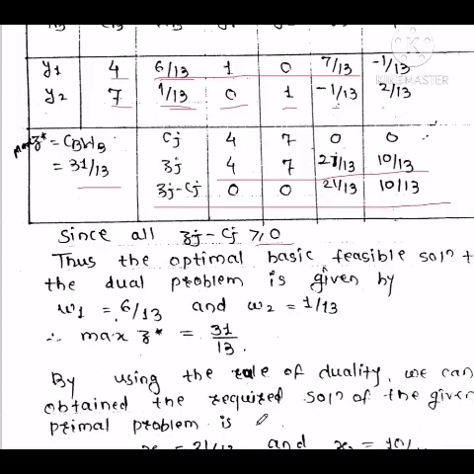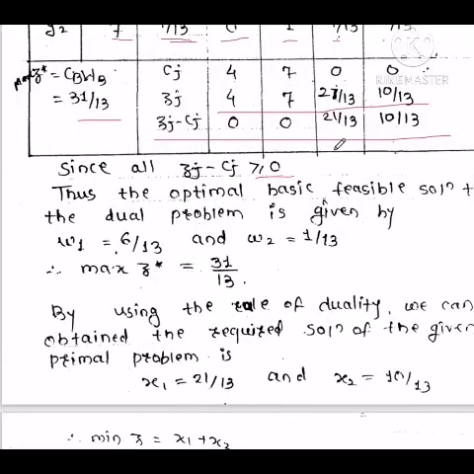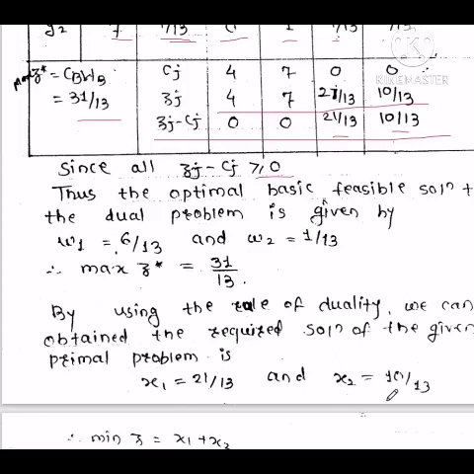So by using the rule of duality, we can obtain the required solution of the given primal problem as x1 equal to 21 by 13. So this is x1, this is x2: x1 equal to 21 by 13, x2 equal to 10 by 13. Okay, so you have to select from this, x1, that is the first slack variable, and x2, the second slack variable. Okay, so in this way we can find out the primal variables. Primal variable x1 is 21 by 13 and x2 equal to 10 upon 13.